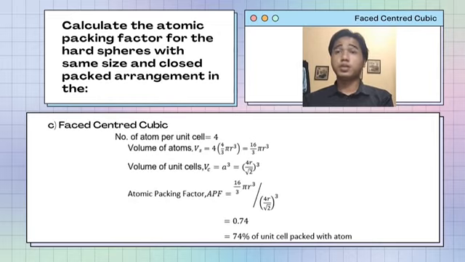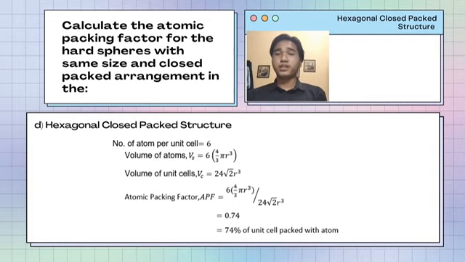C, face-centered cubic. To find the atomic packing factor, we divide 16/3 pi r^3 by (4r over square root of 2)^3. So we get 74% of the unit cell packed with atoms. Finally, for the hexagonal close-packed structure, we divide 6 multiplied by 4/3 pi r^3 by 24 square root of 2 multiplied by r^3. So we get 74% of the unit cell packed with atoms.